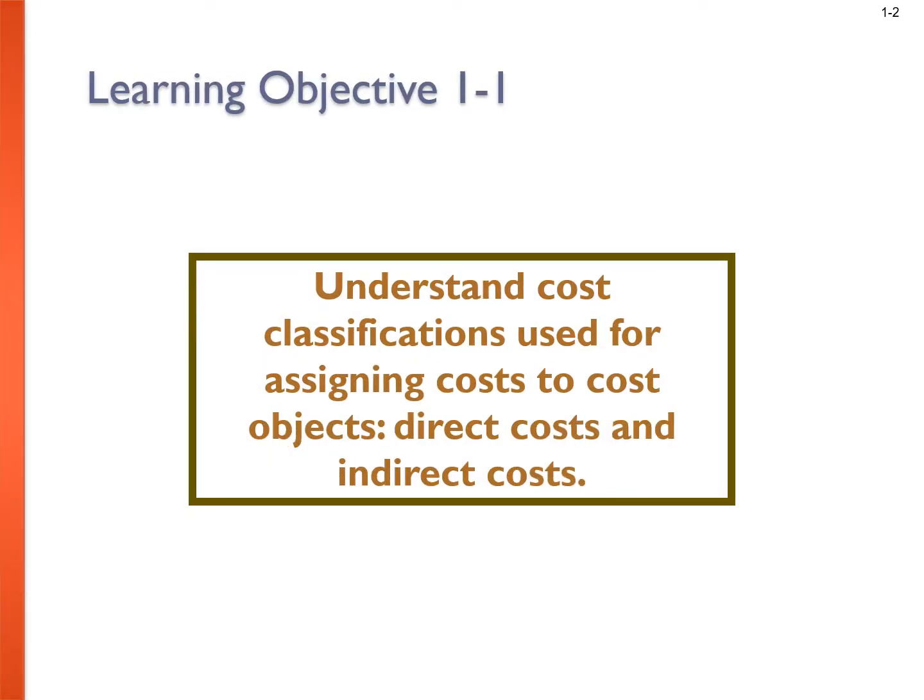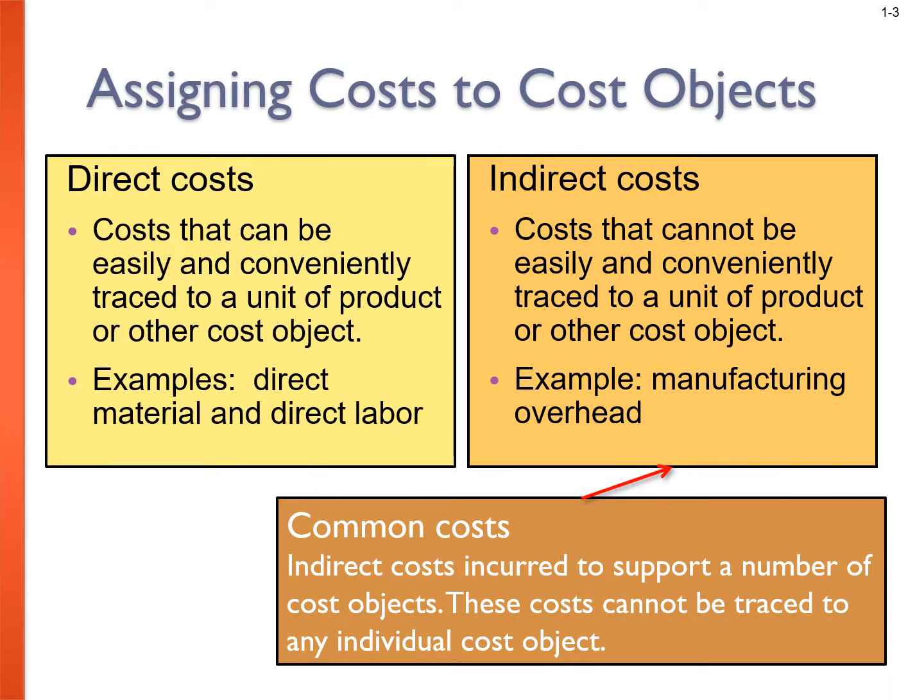In learning objective 1, we're going to understand cost classifications used for assigning cost to cost objects, direct and indirect costs. So some of these items you may be familiar with, but we just want to bring them to your attention. And those of you who've never heard of them before, you'll learn about them. First of all, a cost object. What is it? It's just something we want to determine the cost for.